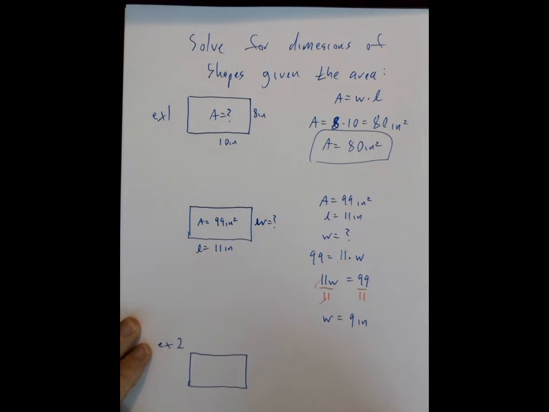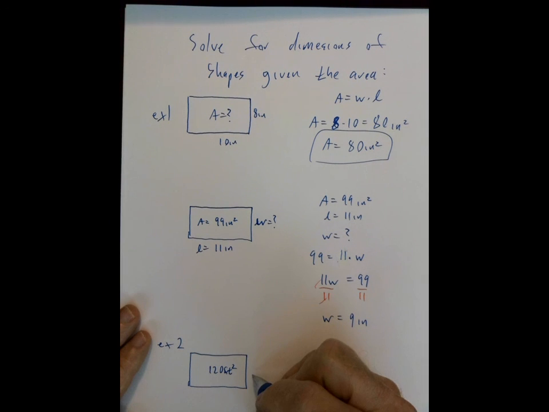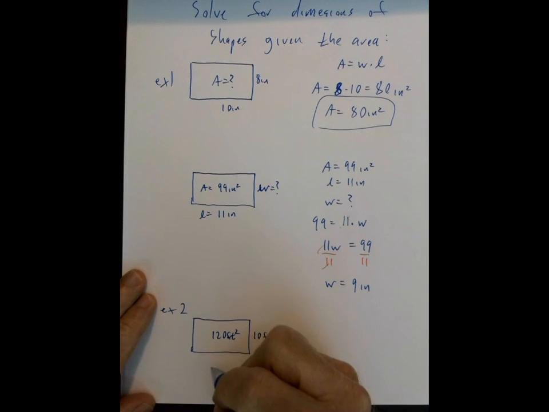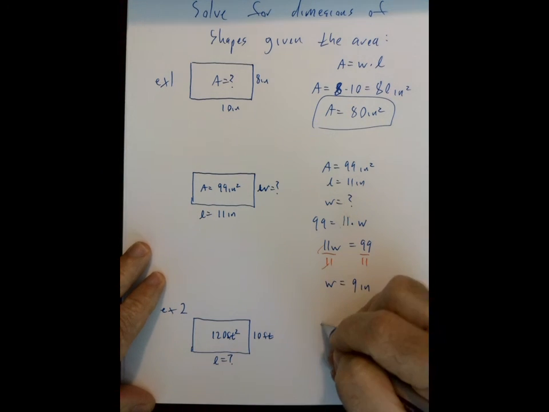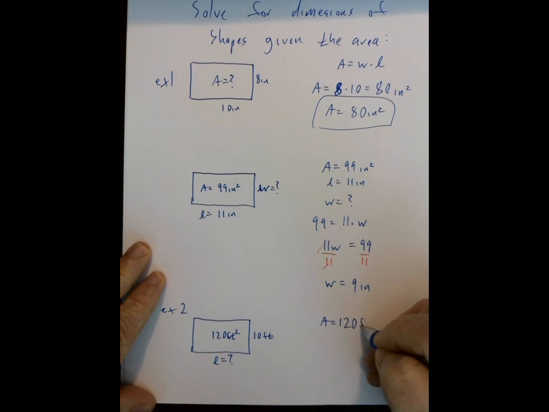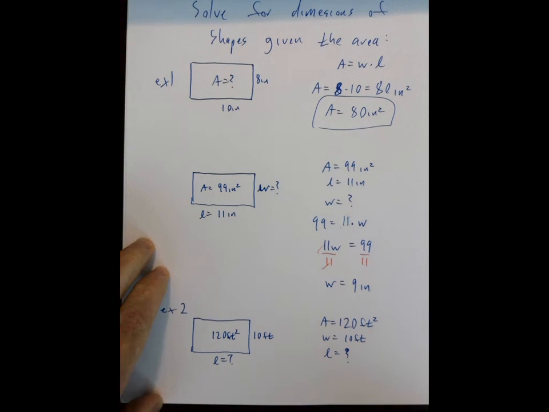Sorry about that. We've got a rectangle here, and I happen to know that the area is 120 square feet. And let's say I know that the width is equal to 10 feet, right? How much would the length have to be? Well, over here, we're going to record the information. The area is 120 square feet. The width now is equal to 10 feet. We want to know what's the length in terms of feet.